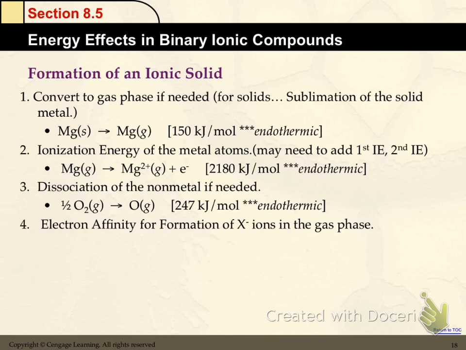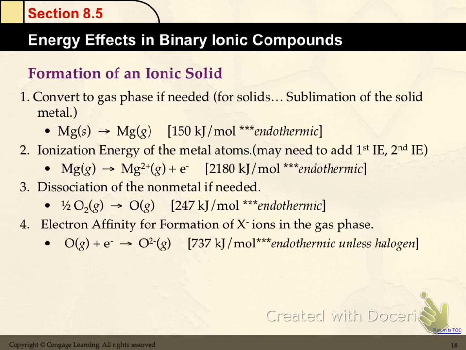All right, step number 4. Electron affinity for the formation of X- ions in the gas phase. Again, we're working with oxygen. In step number 3, we made just oxygen atoms. But oxygen atoms aren't enough to actually bond with magnesium. We need oxygen ions. Well, how much energy is it going to take to do that? Well, in order for oxygen to become an ion, we have to add electrons. And that means we're going to, in this case, have to put in 737 kilojoules per mole. This, again, is an endothermic process.